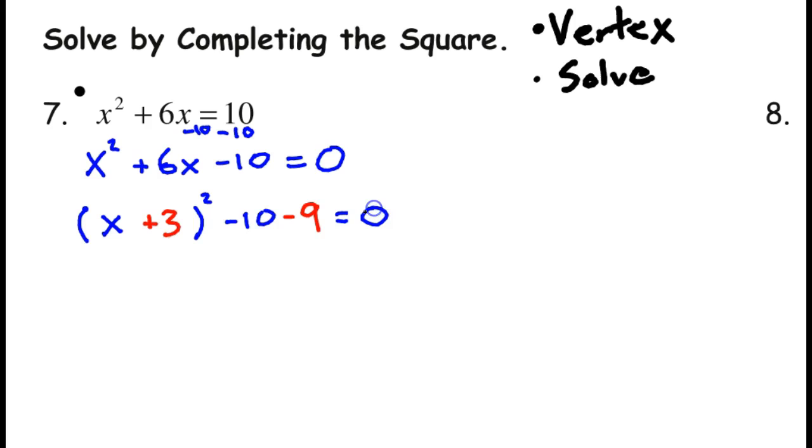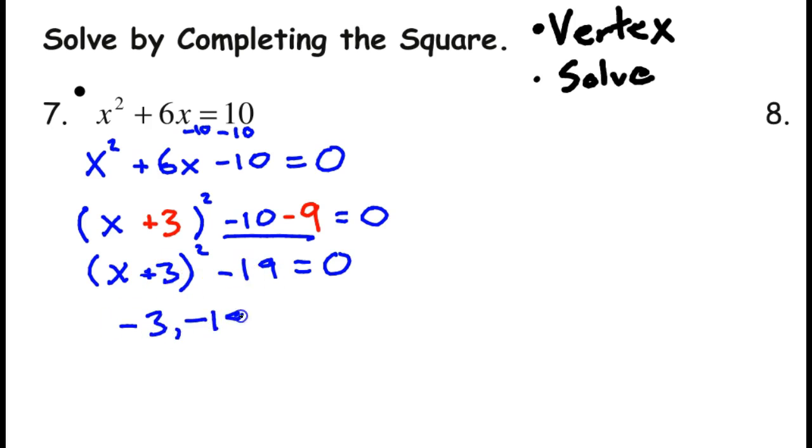So what we end up with is x plus 3 squared, and then these two make negative 19, right? So now I don't know where the y-intercept is by looking at this. We know it's negative 10 because that's where we started. But now I know what the vertex is. It's going to be negative 3, negative 19. And you might recall that you see how this was positive, that you must change that sign. And now I have the vertex form.